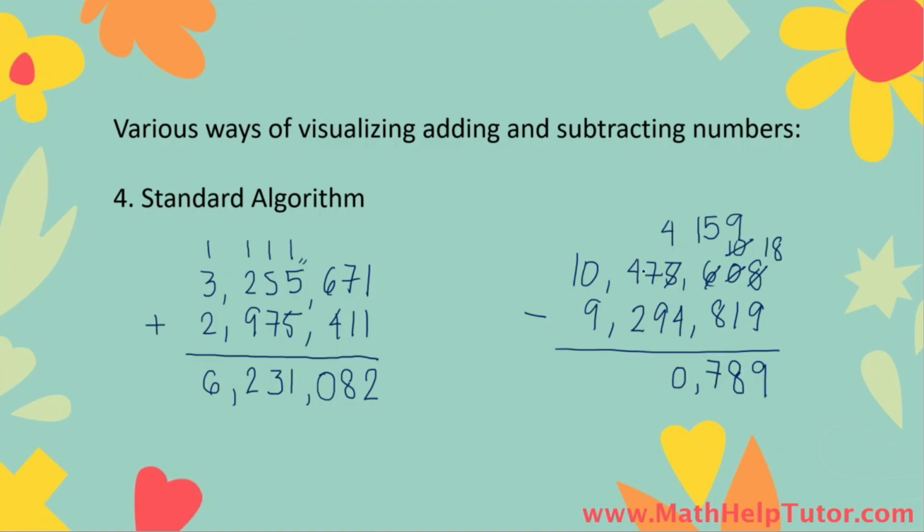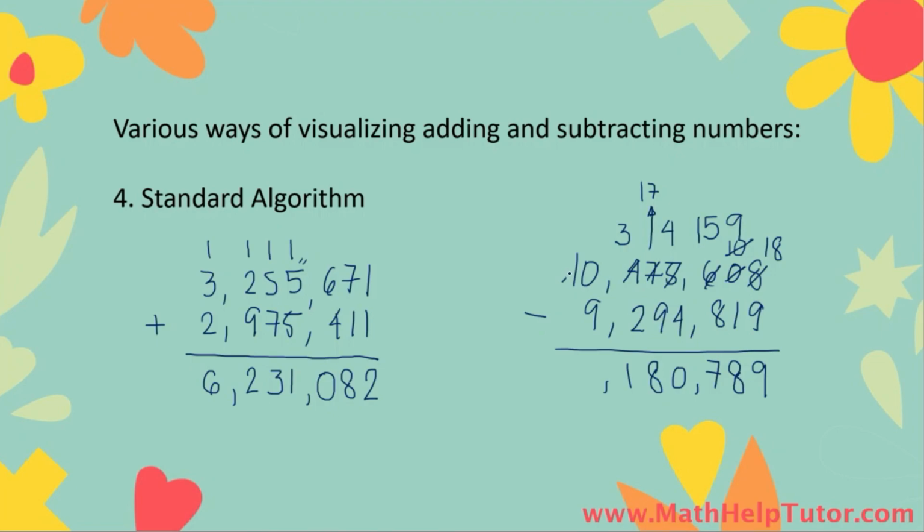7 minus 9 is not possible, so we borrow from the next place. 4 becomes 3. And then we add the digit 1 to the left of the digit 7. So 7 becomes 17. So 17 minus 9 is 8. Next, let's do 3 minus 2, which is 1. And then let's do the millions place. That's 0 minus 9, which is not possible. We can't take away 9 from 0.